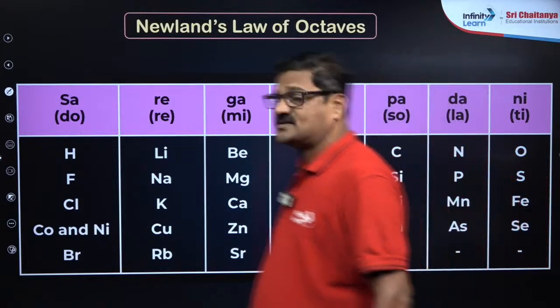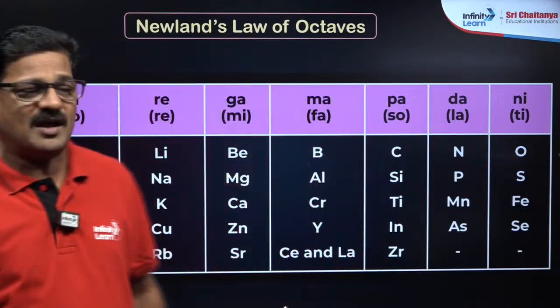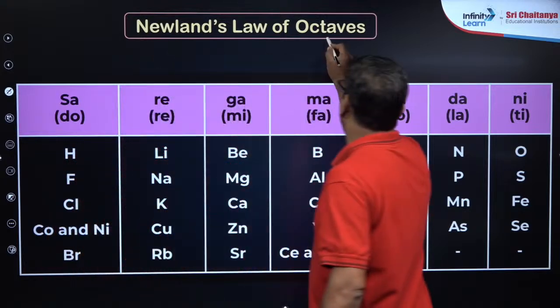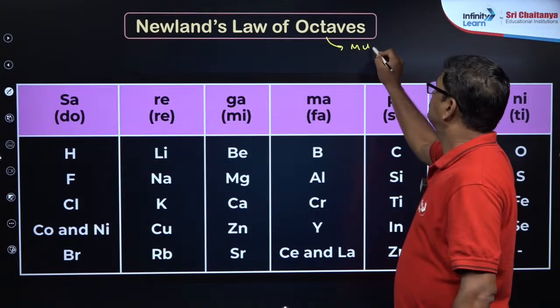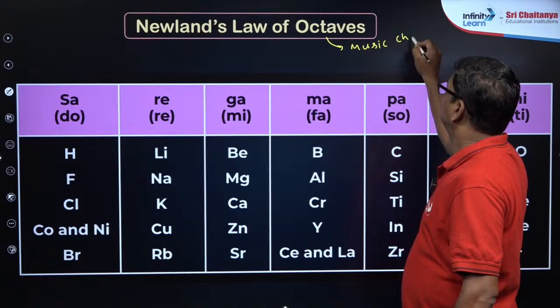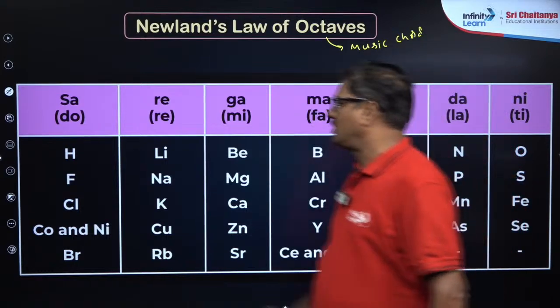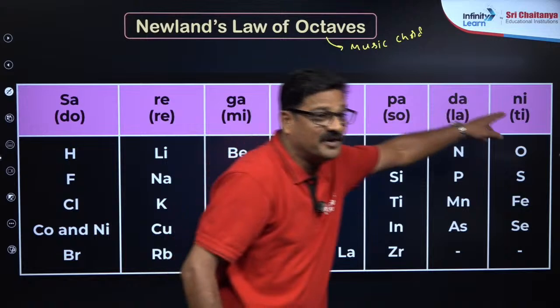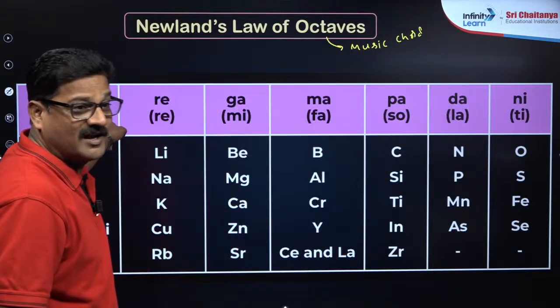Later on, Newlands' octave was given. An octave is like a music chord. In the music chord, you have sa, re, ga, ma, pa, da, ni, and after ni, you start again from sa.